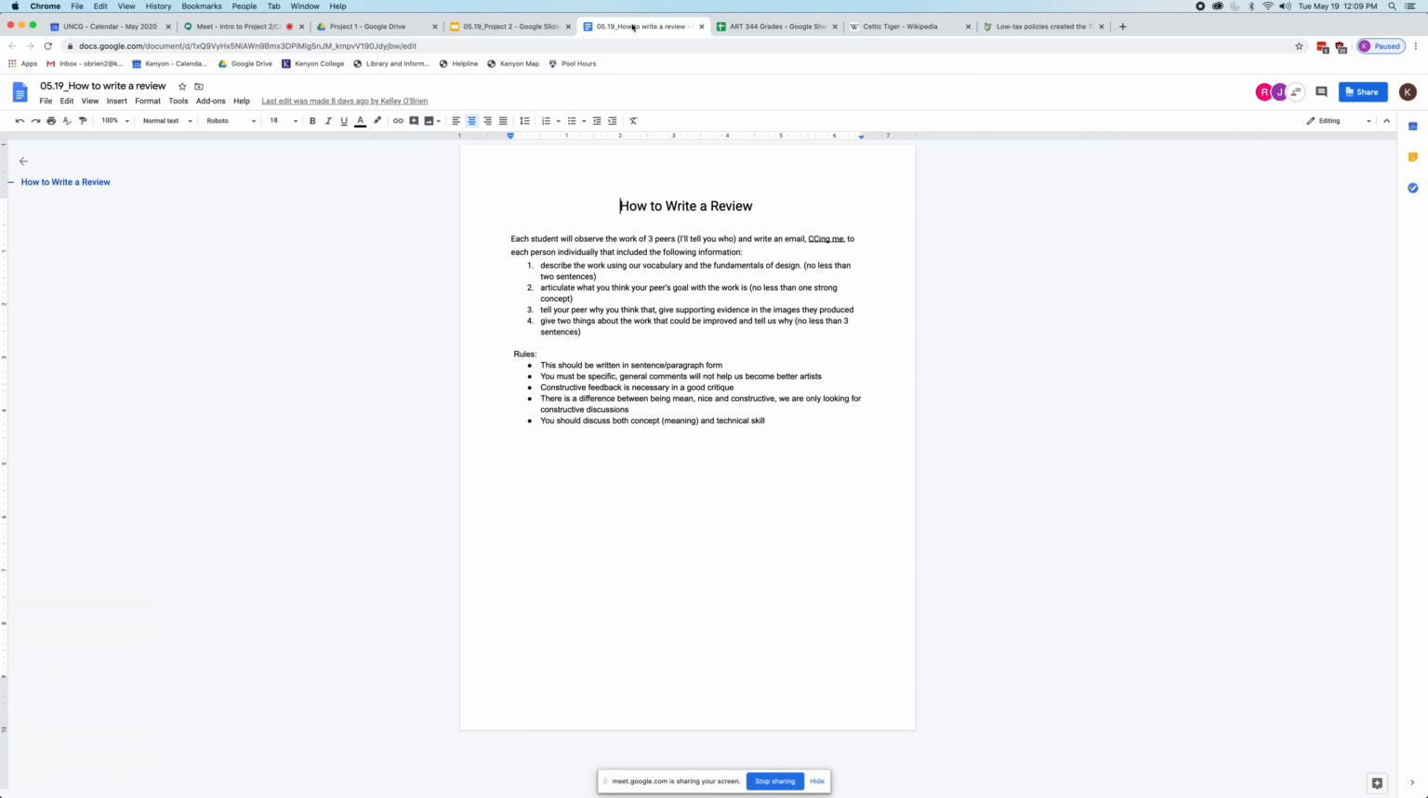You're going to do 4 things. You're going to describe the work using art vocabulary and the fundamentals of design. So you want to think about the arrangement, right? Is there some interesting movement happening throughout the piece? Talk about the use of color. Talk about the rule of thirds or ideas of symmetry. Think about regulating lines. Think about texture and patterning that's happening throughout the piece.